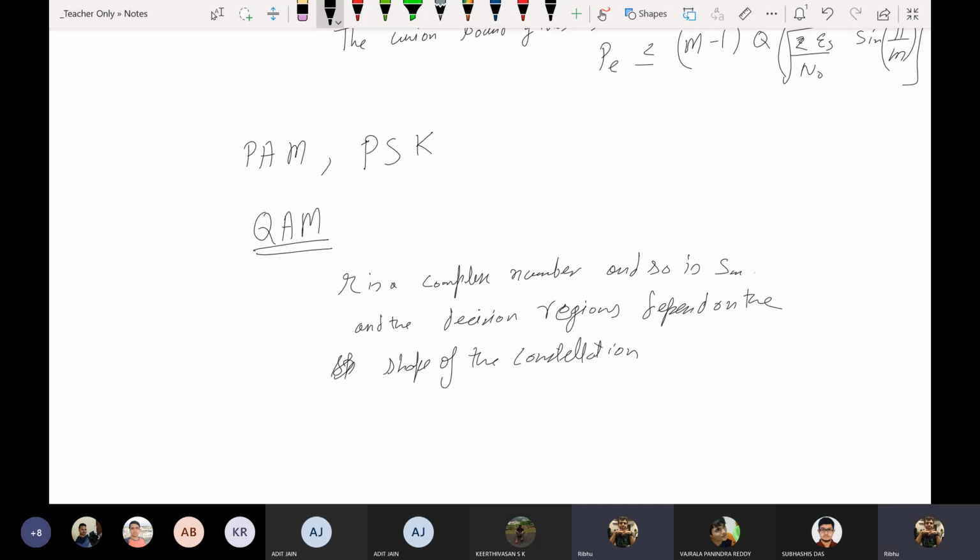Now the question is that, Sir, you are not audible properly. Now am I audible properly? Yes, sir. So R is a complex number, so is Sm, and the decision regions depend on the shape of the constellation. This is okay.